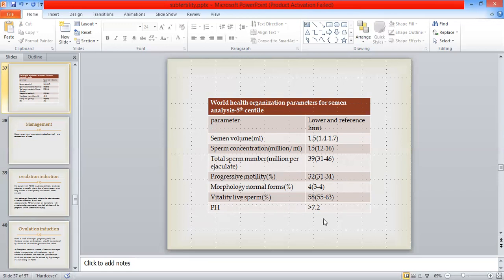Okay, you people should remember these parameters. From an exam point of view, in any MCQs, these things are important. We will be asking these things. Okay, remember these normal values of semen fluid analysis.